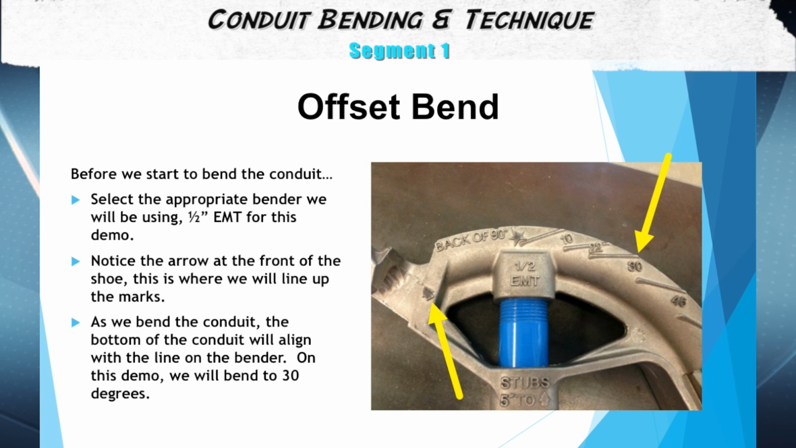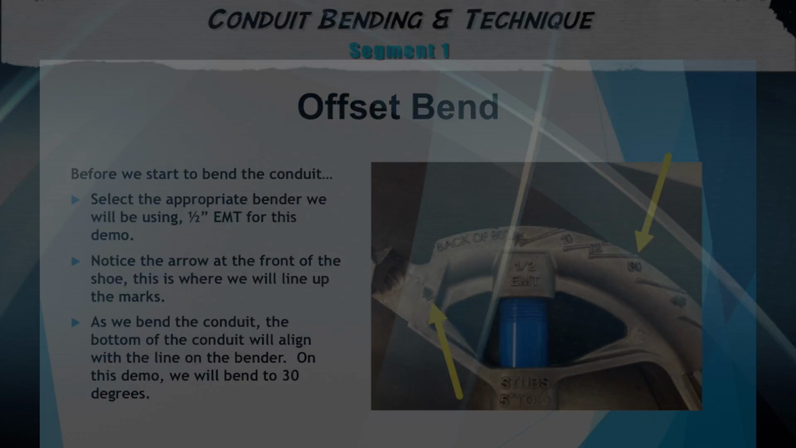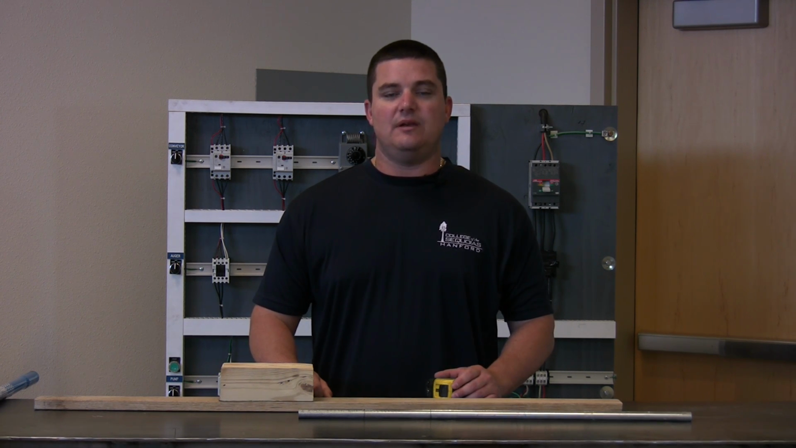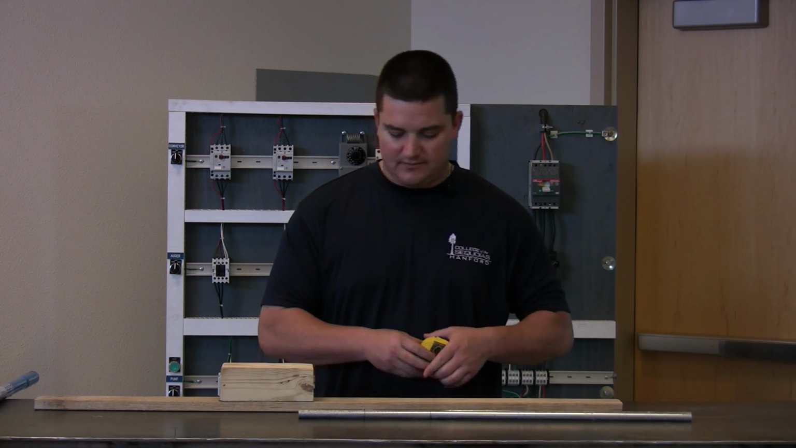After you bend the first 30 degrees, which will put the bottom of the EMT conduit at the 30-degree mark, take the pressure off, slide it forward, rotate it, and reline it up on the arrow bend. You can then pull it down to the 30 degrees, which will give you a true offset. So moving on to the demonstration portion, prior to marking our conduit, we need to verify our measurements.